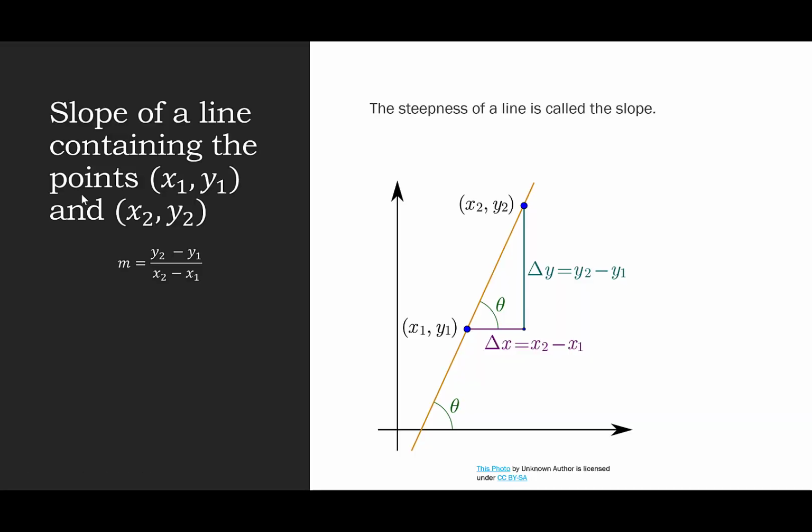The slope of the line containing the points x1, y1, and x2, y2 is m is equal to y2 minus y1 divided by x2 minus x1. It's important that you put the y's on top, so that's how much it's rising, and then you put the x's on bottom to say that's how much it's moving from left to right. Which point you call x1, y1, and which point you call x2, y2, is totally up to you.